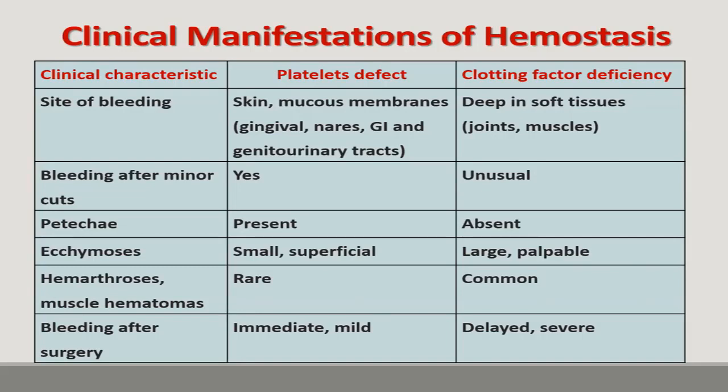Ecchymosis is usually small and superficial with a platelet defect, large and palpable in the form of hematomas in a clotting defect. Hemarthrosis and muscle hematoma, as we said, are rare in a platelet defect but common in a clotting defect. Bleeding after surgery is usually mild and immediate with a platelet defect, delayed and severe in a clotting defect.